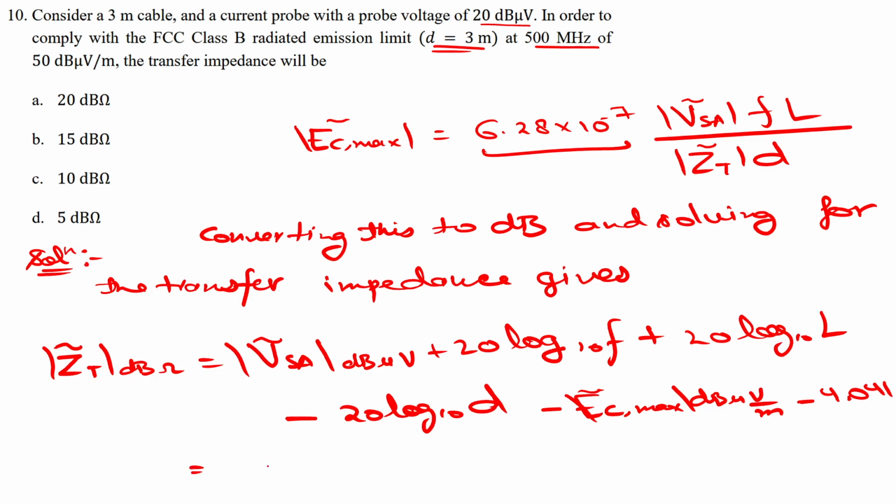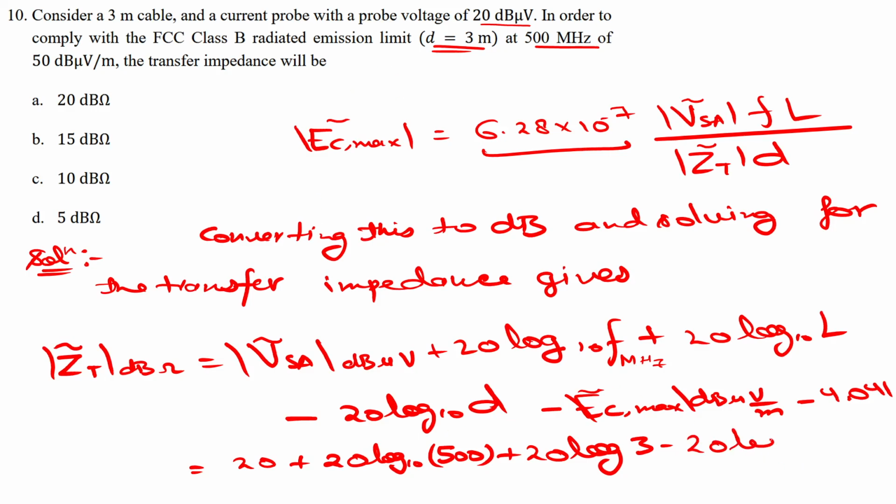So when we solve this, we get 20. It's already given, the voltage probe of 20 dB microvolt, so it's 20 plus 20 log 10 of 500, this is already in megahertz, plus 20 log of length, which is 3, minus, d is also given as 3 meters, so 20 log 3, so this will get cancelled out, and minus, this is 50 dB microvolt per meter, so E_C max is 50, and minus 4.041. So we'll move on to the next page.